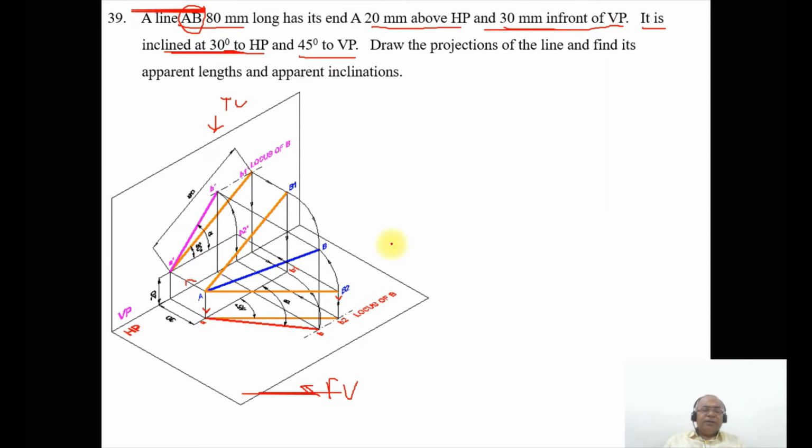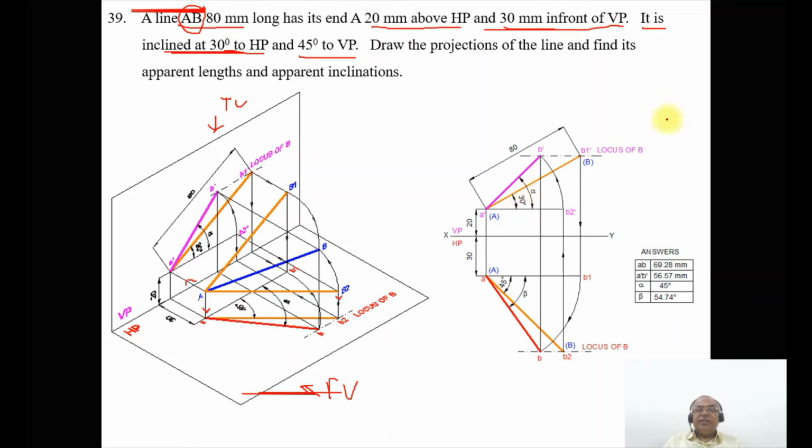This is how we get capital AB2 and capital AB1. Once you get them, you have the locus line in the front view and the locus line in the top view. That is what we have written here. When you see the XY line, VP and HP, you can see here 20 mm above HP and 30 mm in front of VP.